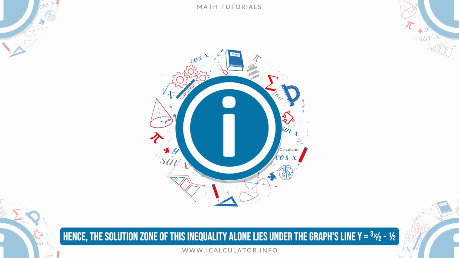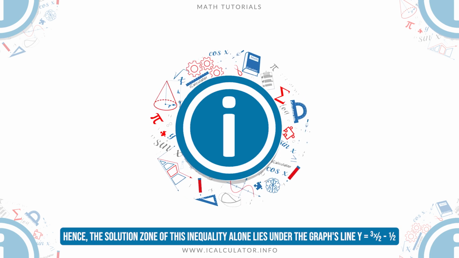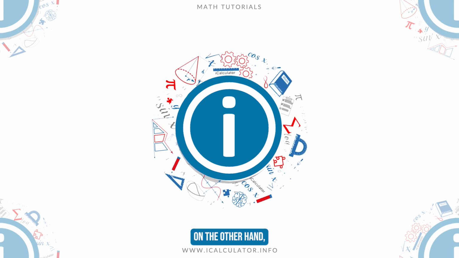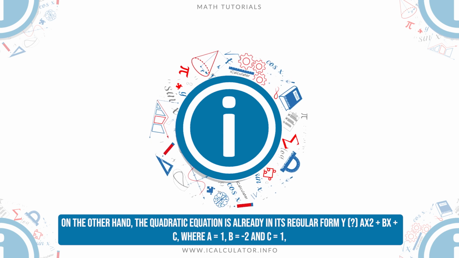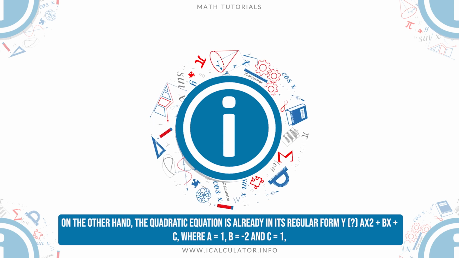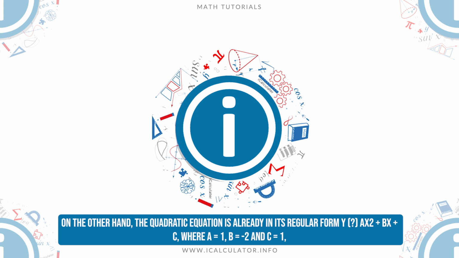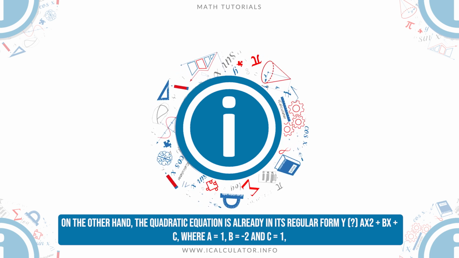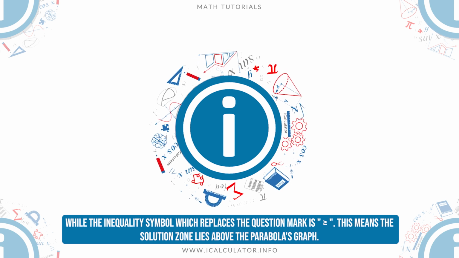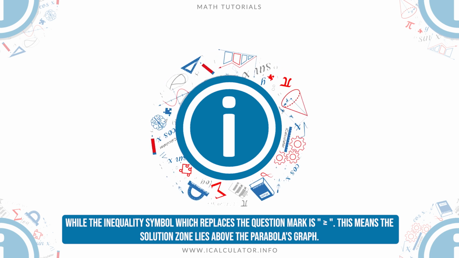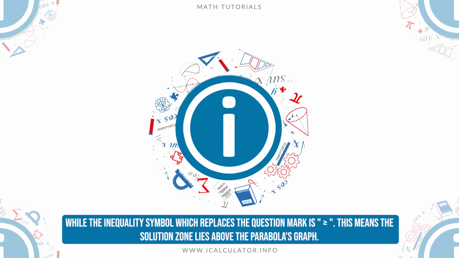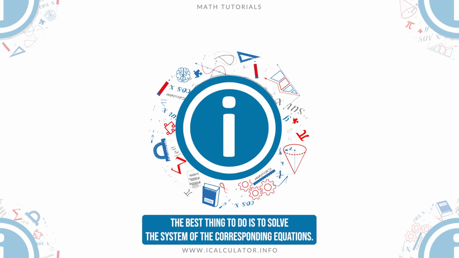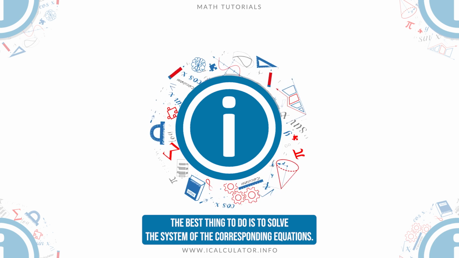Hence, the solution zone of this inequality alone lies under the graph's line y = 3x/2 - 1/2. On the other hand, the quadratic equation is already in its regular form y = ax² + bx + c, where a equals 1, b equals -2 and c equals 1, while the inequality symbol which replaces the question mark is greater than or equal to. This means the solution zone lies above the parabola's graph. The best thing to do is to solve the system of the corresponding equations.